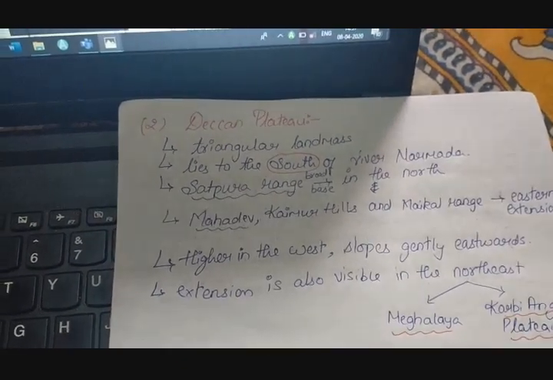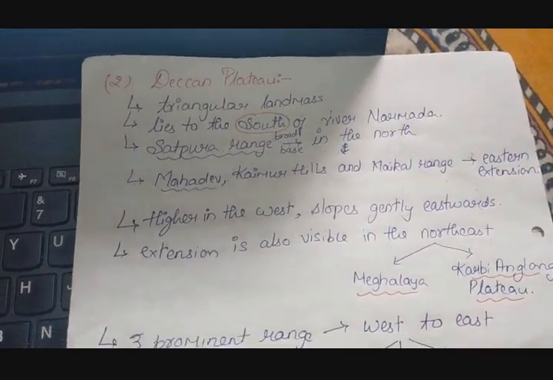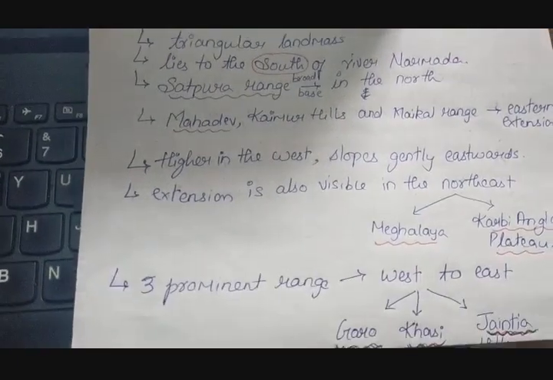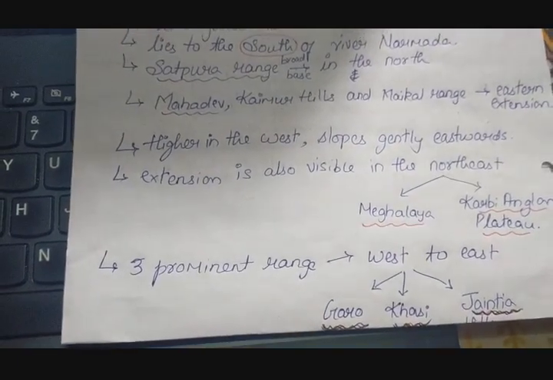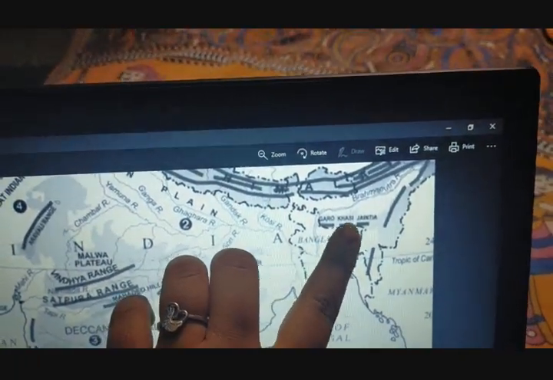Further extension of Deccan Plateau is seen in the northeastern region, that is Meghalaya and Karbi Anglong Plateau. The very famous and three important ranges of Deccan Plateau which are in the northeast region are Garo, Khasi and Jaintia.